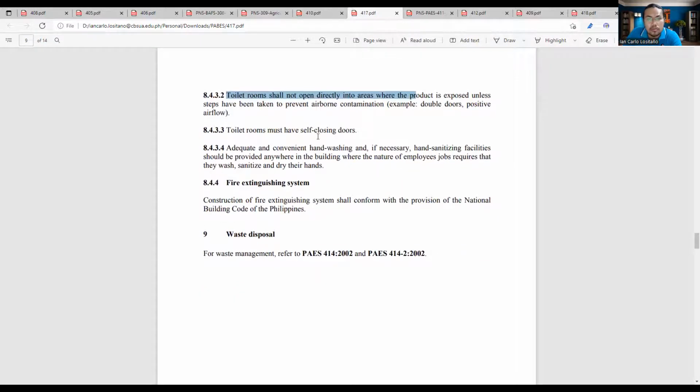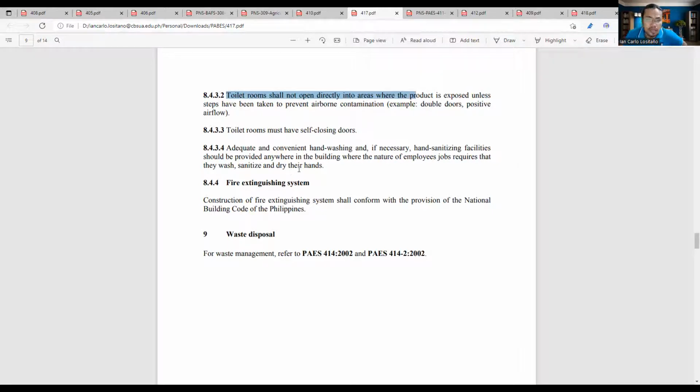Toilet rooms must have self-closing doors to avoid handling of the door knobs by people. Adequate and convenient hand washing, and if necessary, hand sanitizing facilities should be provided.